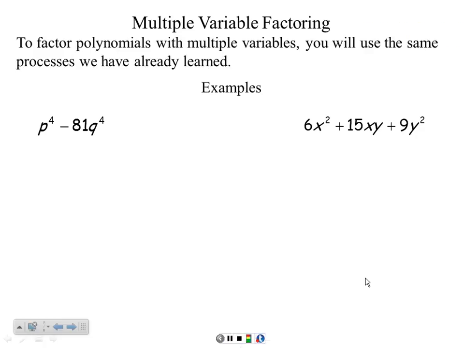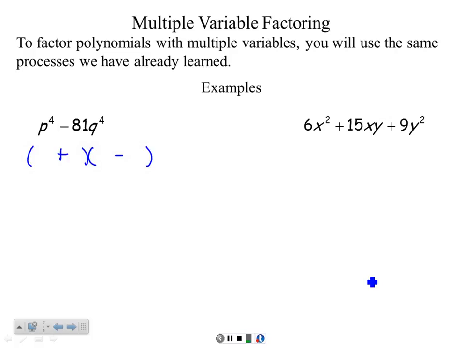Okay, the last thing we're going to talk about is multiple variable factoring. To factor polynomials with multiple variables, you're going to use the same processes, the same techniques that we've already learned. You're just going to have to keep up with those extra variables. So for example, the problem on the left, this is the difference of two perfect squares. So remember your process. You're going to open up 2 sets of parentheses.